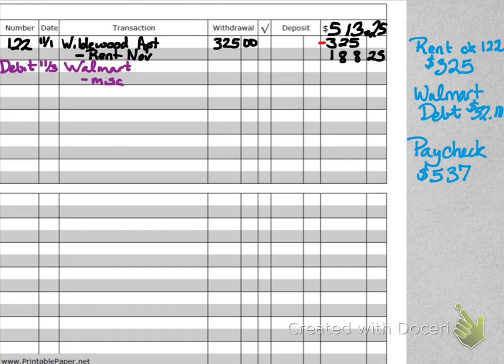and it cost me $52.10. So that's under my withdrawal. So I'm going to go over here, $52.10, and again, I'm going to subtract. So 25 minus 10 is going to give me 15. 8 minus 2 is 6. 8 minus 5 is 3. And 1 minus nothing is 1.